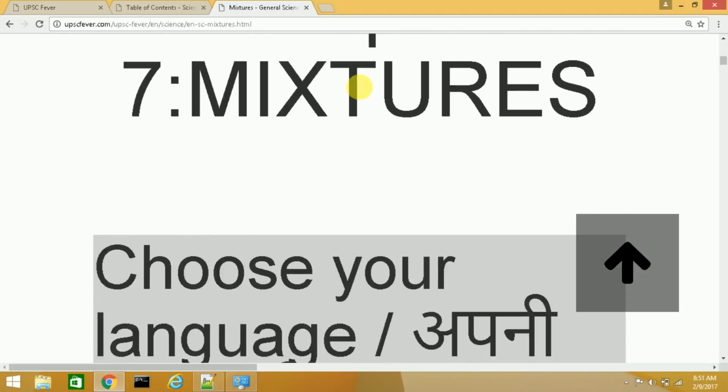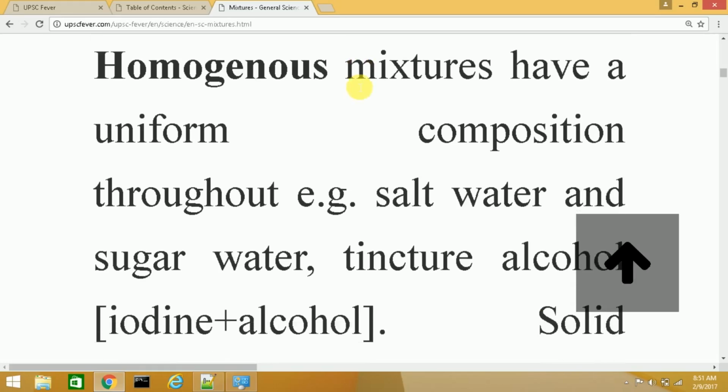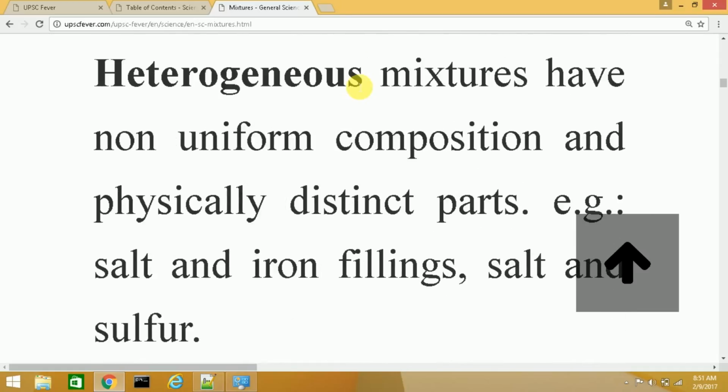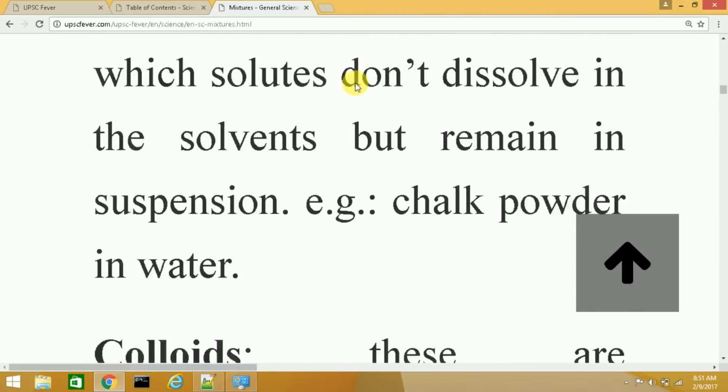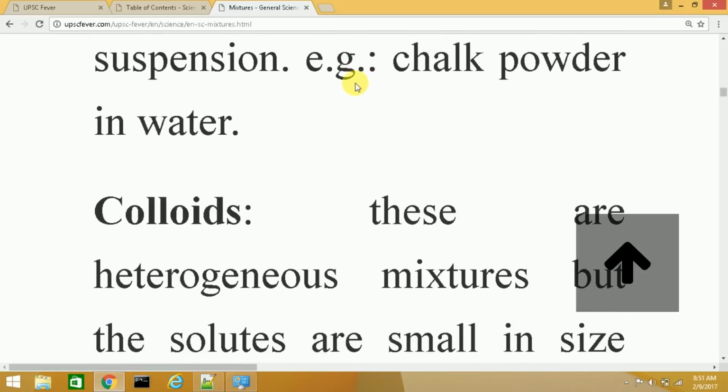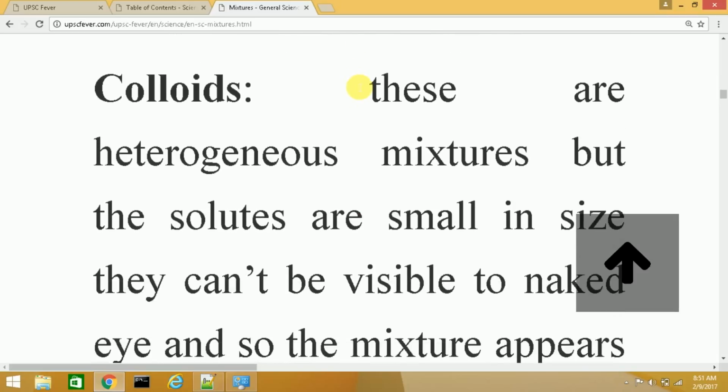Suspensions, you can write this: homogeneous mixtures and heterogeneous mixtures. Suspensions are also one of the types of solutions. In these solutions, the solutes, which are the particles that are dissolved, do not dissolve in the solvent but remain in suspension. In a chalk powder and water solution, the chalk powder does not dissolve, so it is like a suspension. Then there is one more form of mixture known as colloid.